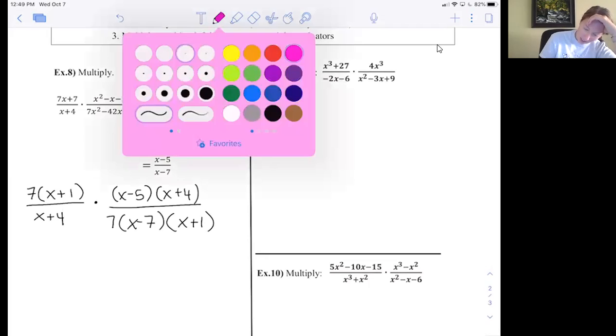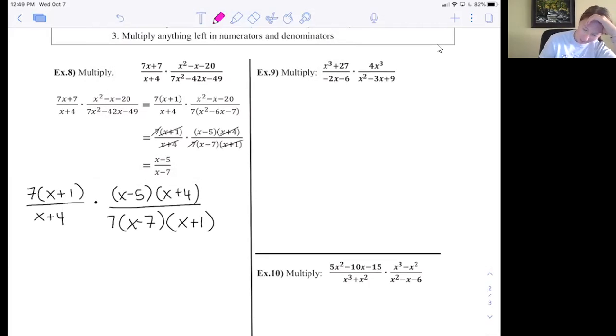So then I see that I have an x plus 4 on this side and this side, so those cancel out. I have an x plus 1 and an x plus 1, and I have a 7 and a 7. So now I'm just left with x minus 5 over x minus 7.